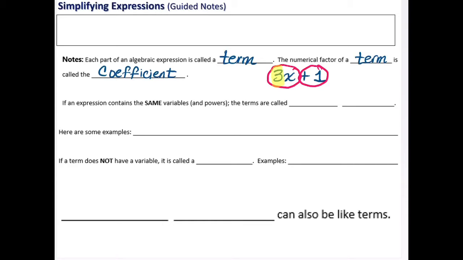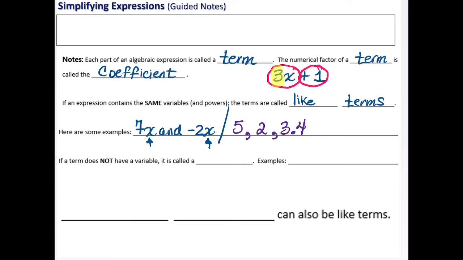Now, if an expression contains the same variables and powers, the terms are called like terms. So here are some examples of like terms. If you have 7x and negative 2x, those are like terms because they both are attached to an x. Never mind that 7 and negative 2 are different coefficients. The fact remains that the x's are the same.